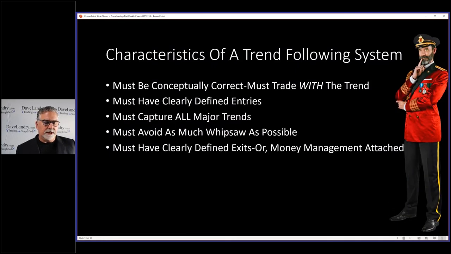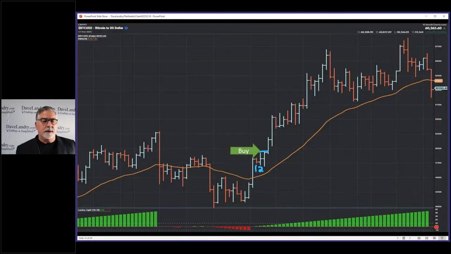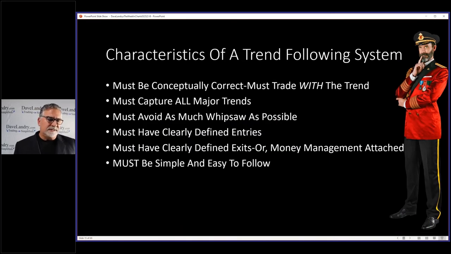So in addition to avoiding as much whipsaw as possible, you must have clearly defined exits, or better yet, some sort of money management plan attached, as I just alluded to. Maybe take some partial profits along the way, and then maybe use a trailing stop like I do when I'm trading stocks and, well, pretty much any other market too. Let it widen out with time. And again, we'll get to that in 1 second. Now, it must be simple and easy to follow. And the more complex the system is, the harder it's going to be to follow.